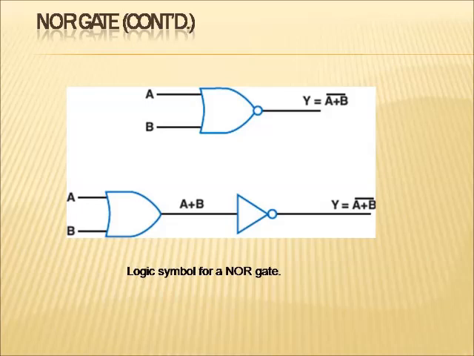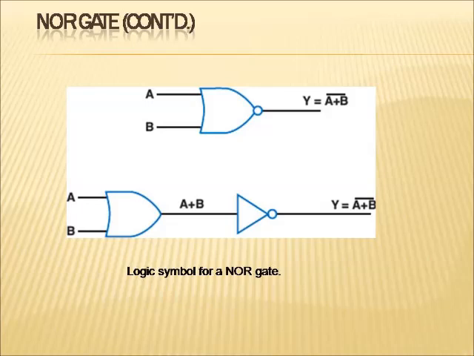The diagram here, you can see that it is quite similar to the OR gate. The difference is that it has got a bubble at the tip of that OR gate. So NOR gate looks like an OR gate, except it contains a bubble at the tip of that gate.